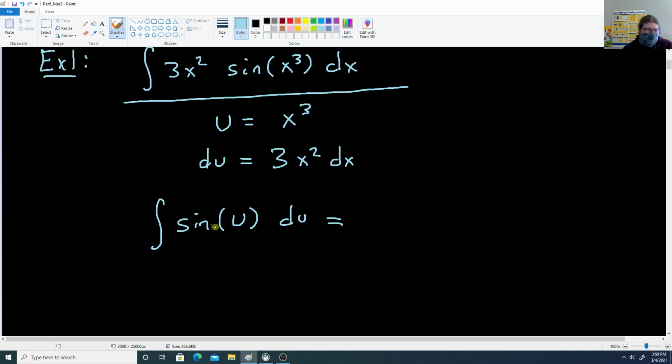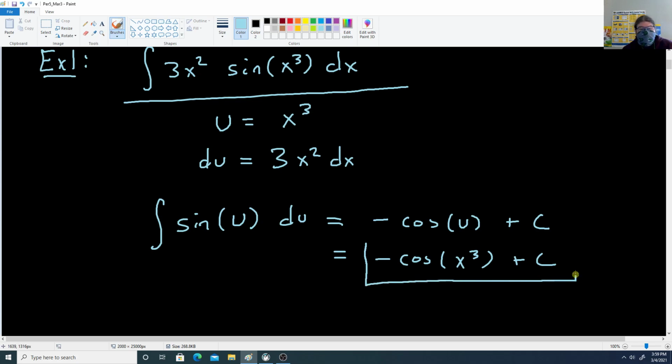So we think and say, okay, I got sine. What function, when I take the derivative of it, becomes sine? That's negative cosine. So I have negative cosine of u. Since there's no limits on my integral, I have to put the plus constant. So we integrated our integral in terms of u. The original problem was in terms of x, so we need to go back to x's at this point. So now I just need to replace my u with an x cubed, and that will give me my answer.